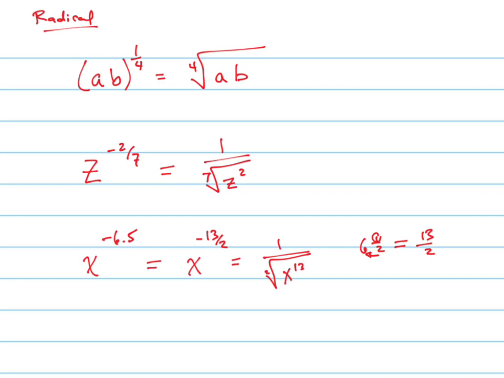You don't have to write a 2 on the outside there, but you can. You assume it's a 2 if you don't have anything written on the outside of a radical.